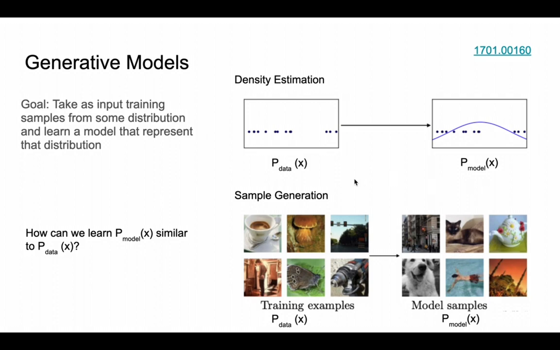The second application for generative models is sample generation. You could start from an image set, which is the input training samples. The model can learn to generate fake images based on the features of the input training samples. Either density estimation or sample generation follows the idea that the network will try to learn a model which can represent a similarity to the distribution of the input data set.